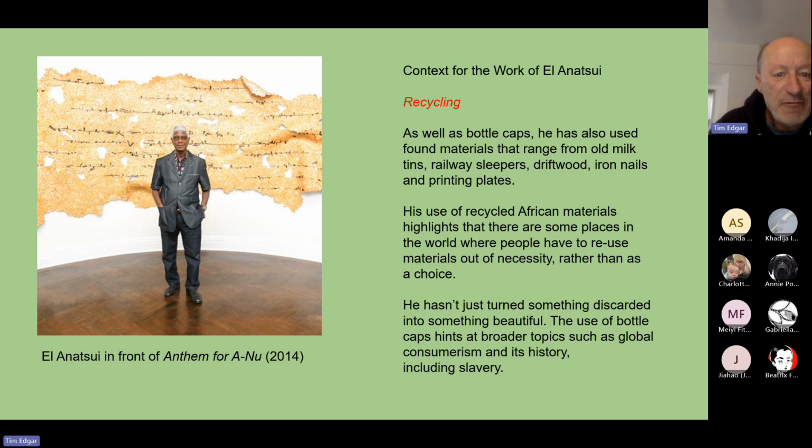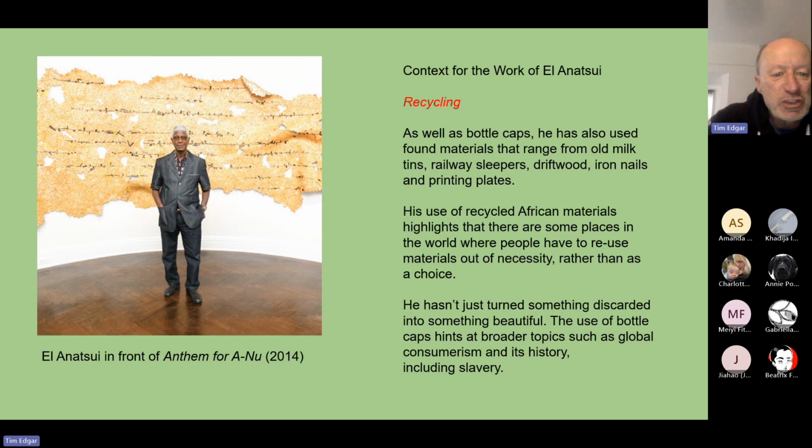His use of recycled African materials highlights that there are some places in the world where people have to reuse materials out of necessity rather than as a choice. So yeah, he's sort of saying, actually, we're not doing this just because we've been told to by environmentalists. Actually, in our community, we need them. And obviously, somewhere like Nigeria is low down on the carbon footprint list of countries compared to the developed countries, which are far higher up the chart.